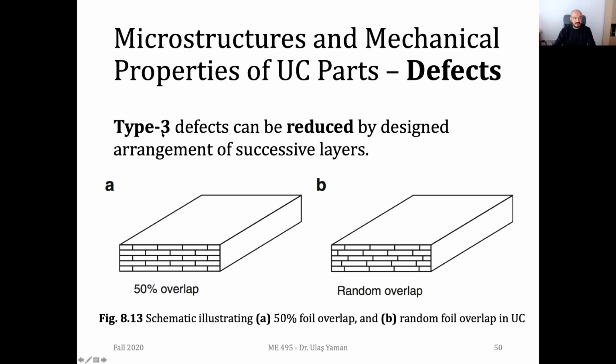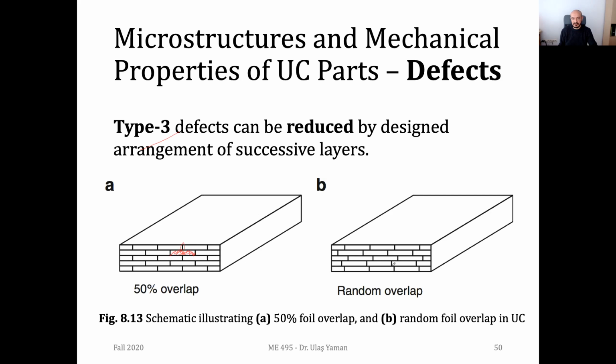And we have another solution for, for instance, type 3 defects. If you have a kind of a random or a proper overlap between the foils, you may decrease at least the effect of type 3 defects. Since if you have such an overlap, let me draw it here. If you have a type 3 defect here, it will not be affecting the strength of your part too much, since underneath of it, we know that we have a solid region and this part is fully filled with material. So the effect of this type 3 defect will not be too much.